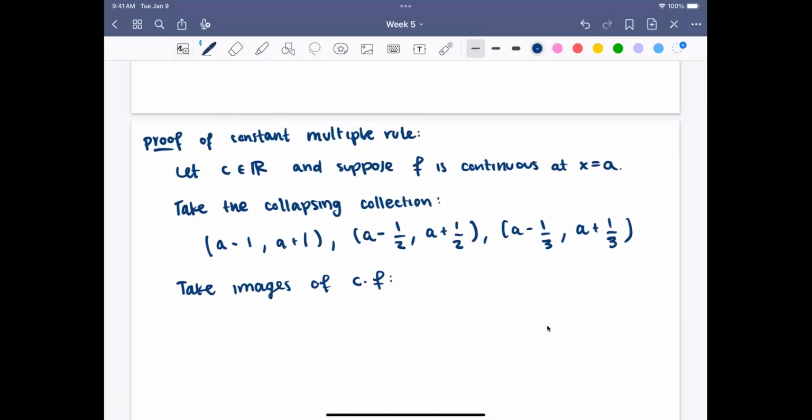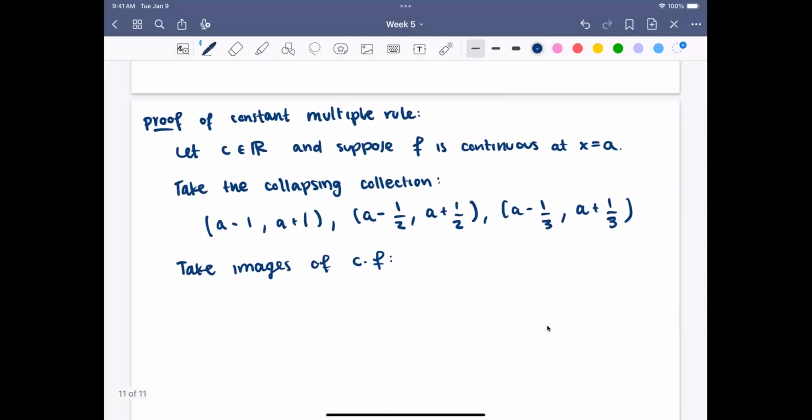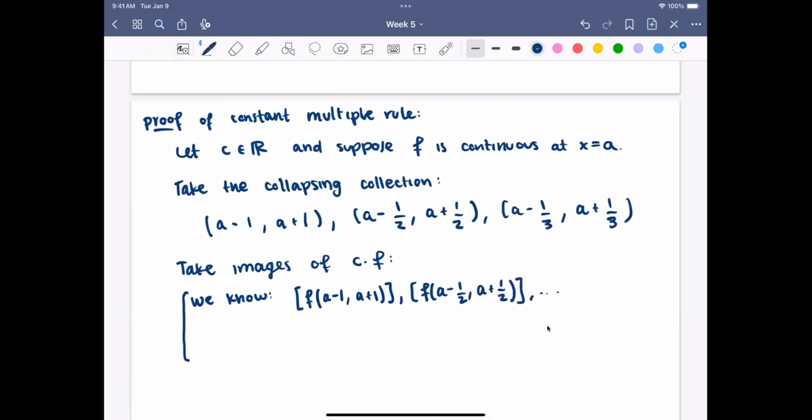So what do we know? We know that if we plug the collapsing collection just into f, we get a collapsing collection for, or sorry, for the value f of a. So what do we know? If I take the wrappers of f of these intervals, this is a collapsing collection for the value f of a. Right? And this is because f is continuous.